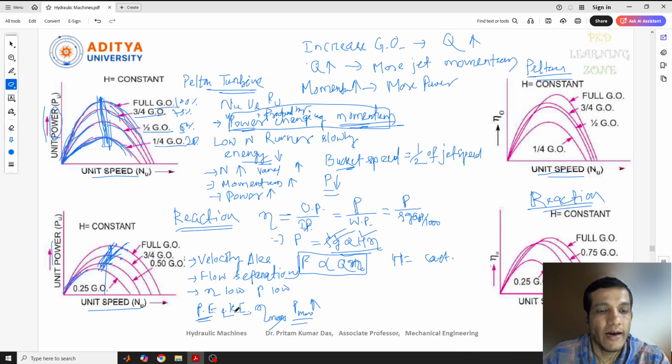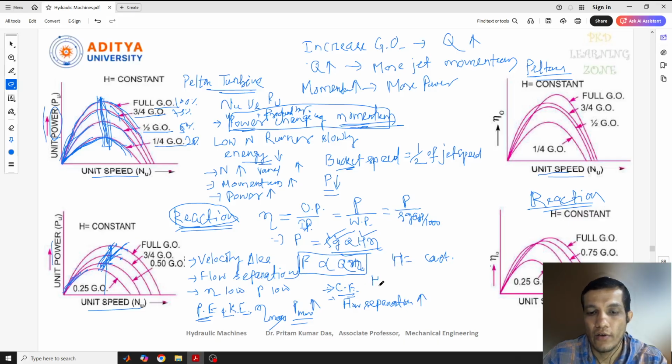At high speed, what will happen? For the reaction turbine specifically, the centrifugal force is there. The centrifugal force is more significant at high speed. So the flow separation will start here. Flow separations increase at this point at high speed.